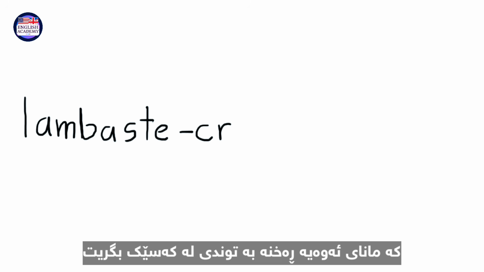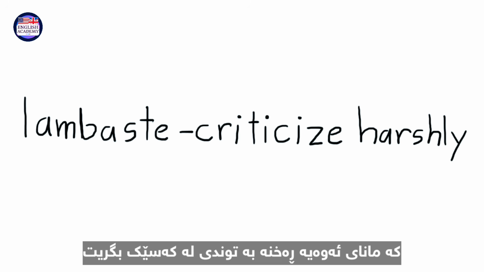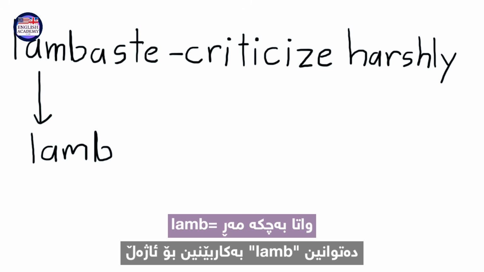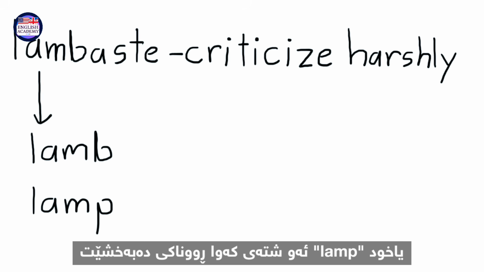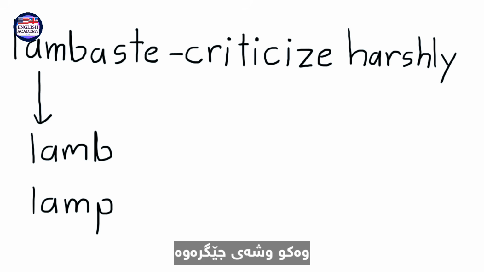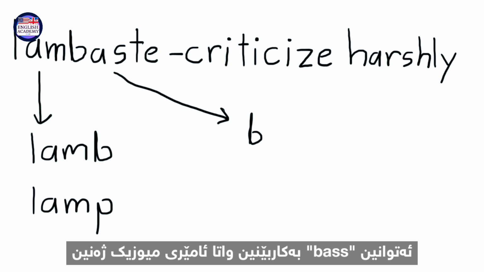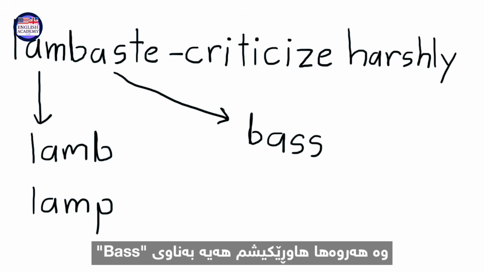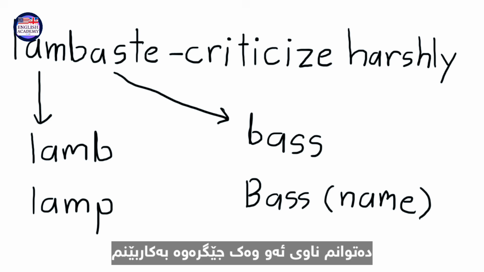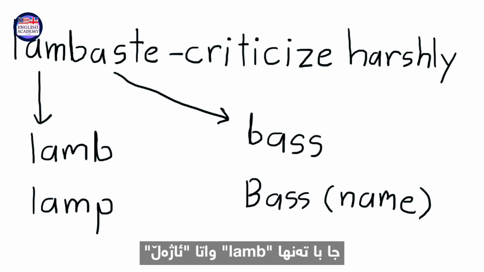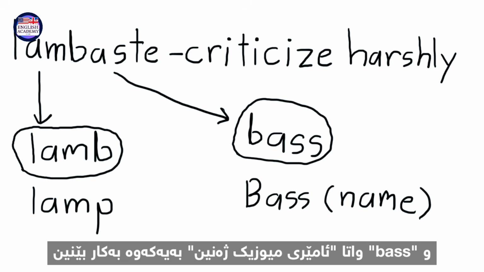Suppose we want to memorize the word lambaste, which means to criticize someone or something harshly. For the first syllable, lamb, we can use lamb, the animal, or lamp, the thing that generates light, as the substitute word. Now for the second syllable, baste, we can use bass, the musical instrument, and I also happen to have a friend named Bass, so personally I can use his name as the substitute word as well. But let's use lamb the animal and bass the musical instrument together.